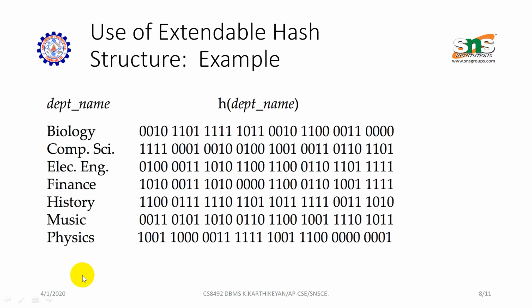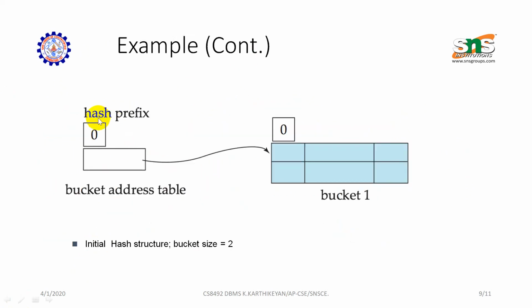Next, for example, department name is the hash key. Take biology: I convert biology to a binary value and one by one allocate records based on the hash table, likewise for computer science, electrical engineering, finance, history, music and physics. Next, the initial hash function prefix is 0 and there is one bucket, bucket 0. The bucket size is 2, so if more values come in, the bucket is split.